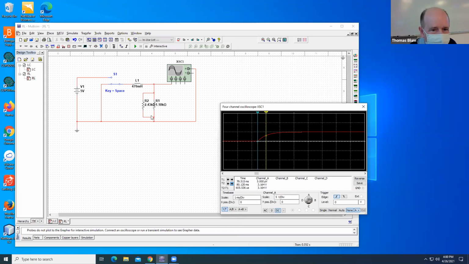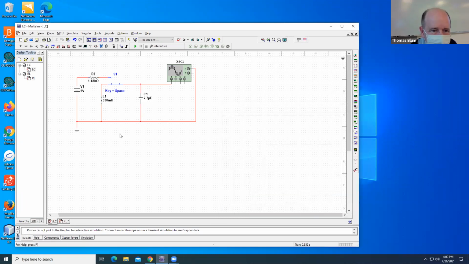Now I want to switch over to LC. This really has a resistor and an inductor and a capacitor. But when the switch is open, the resistor and the capacitor are the circuit, and so it's just an RC circuit. We know what that looks like. And when the switch is closed, it's an L and a C.